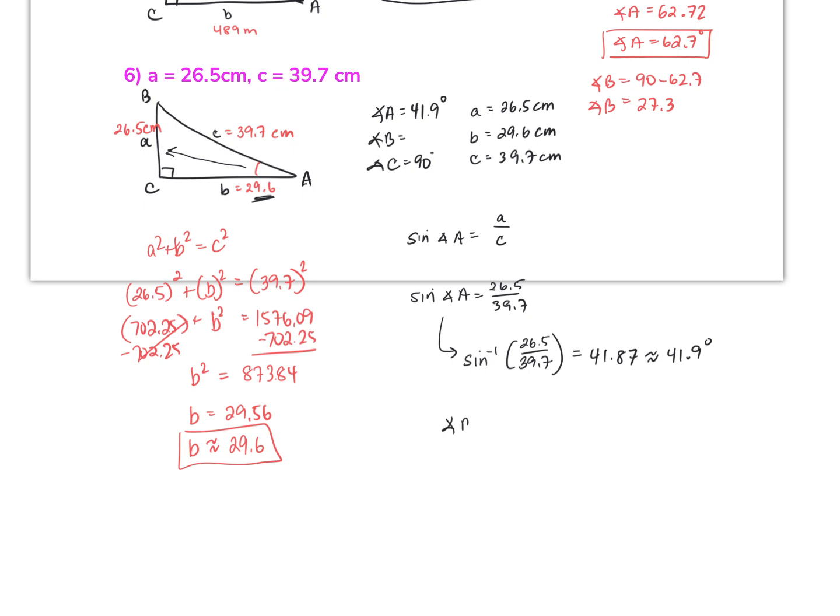And then angle B, I'm just going to solve by doing 90 minus 41.9. That's going to be 48.1, I think, but let me just do the math to make sure that I'm not messing up here. 90 minus 41.9 equals 48.1. So angle B is 48.1 degrees. And this is how you solve your triangle.